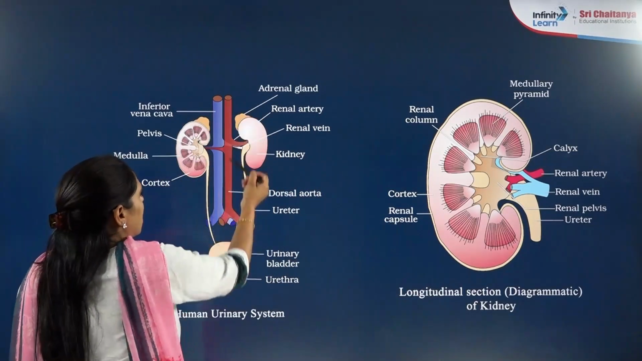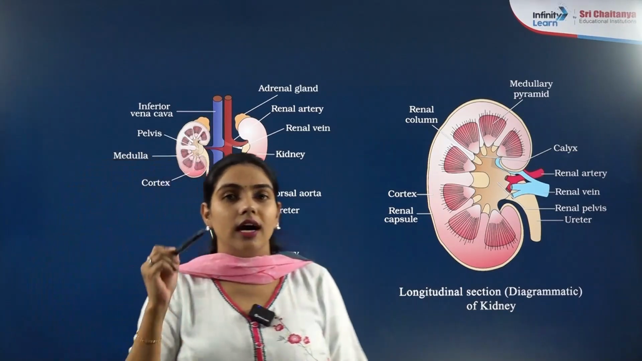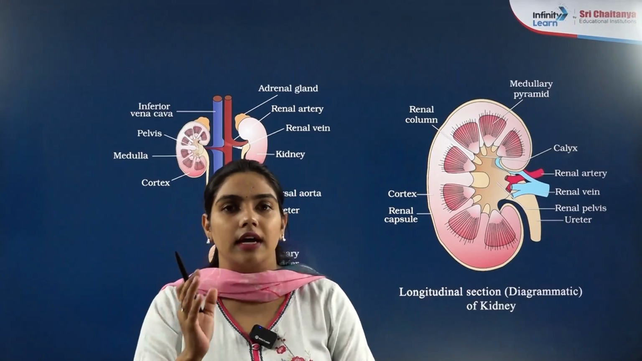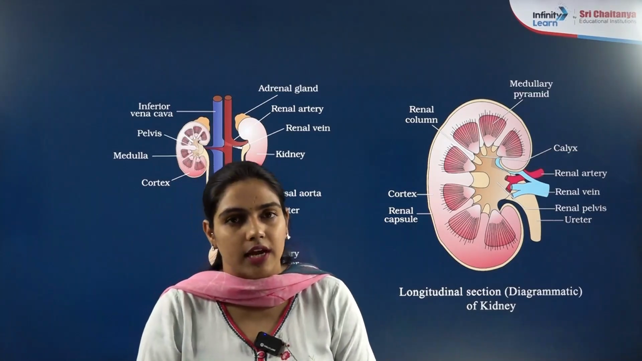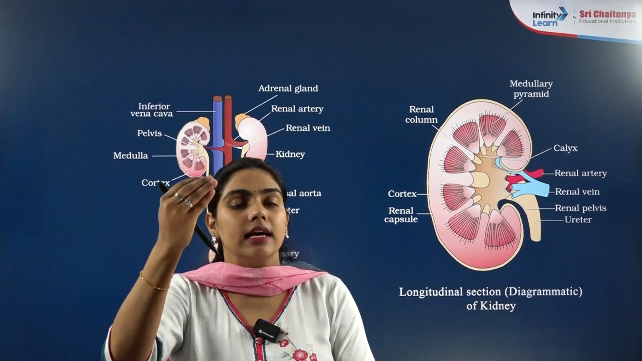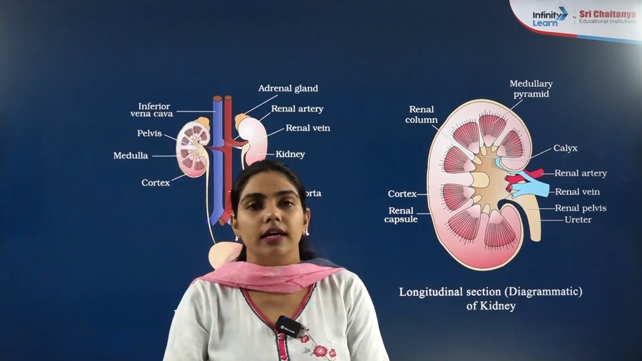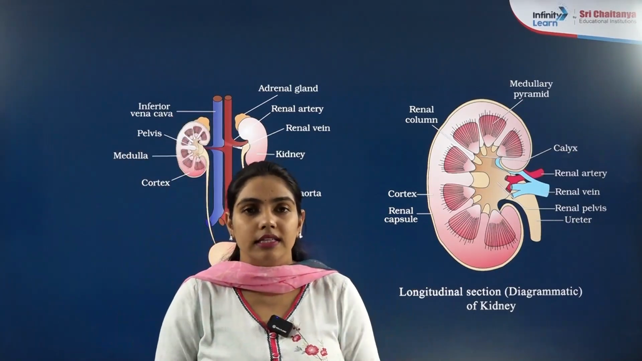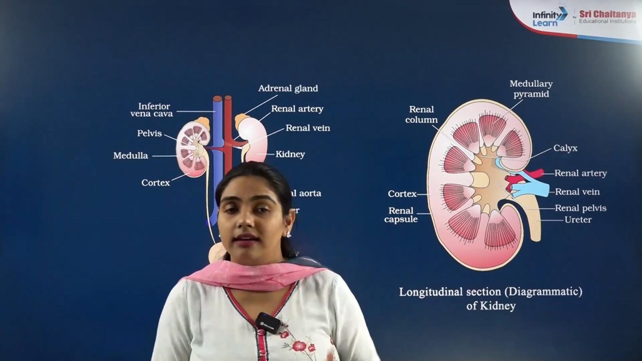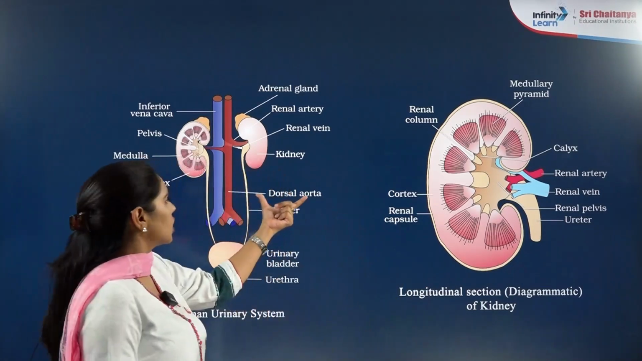Then if you see the dorsal aorta here, what is it labeled? It is the dorsal aorta. You know that the aorta arises from the left ventricle. In the left heart, the oxygenated blood is coming from the lungs. In the left atrium, the pulmonary veins are opening, and then the oxygenated blood will come into the left ventricle and then it is pumped into the whole body, because every tissue, every organ of our body requires oxygenated blood. Just like that, kidneys also require oxygenated blood, right? So for that, we have the dorsal aorta.